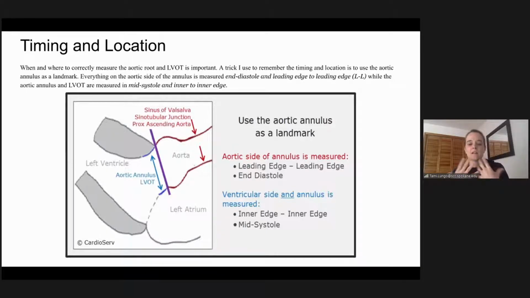And then in pediatrics, everything's mid systole, inner to inner, until the patient is 18 years old.